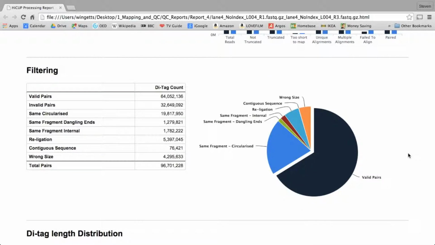The filtering step is not too bad. Around two-thirds of the read pairs were considered valid diatags, although we do have a fairly high proportion of same fragment circularized. Looking at where the reads map to the reference genome and their orientation, it can be deduced that a linear fragment of DNA self-circularized, was then sonicated, and this fragment interposed itself between the sequencing adapters. But essentially, the number of valid pairs is quite good.